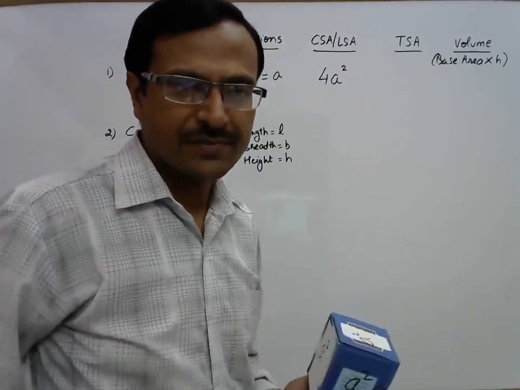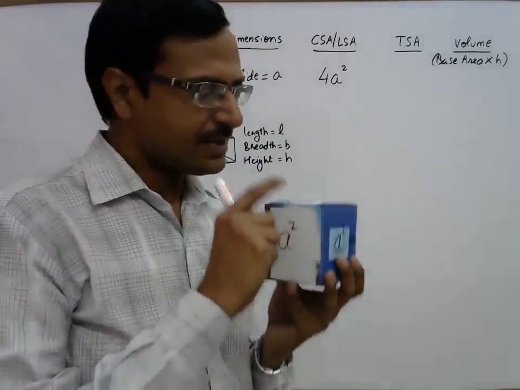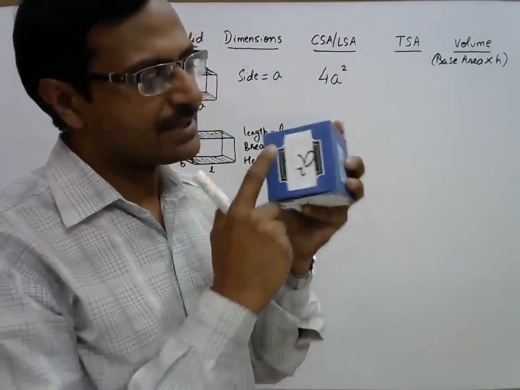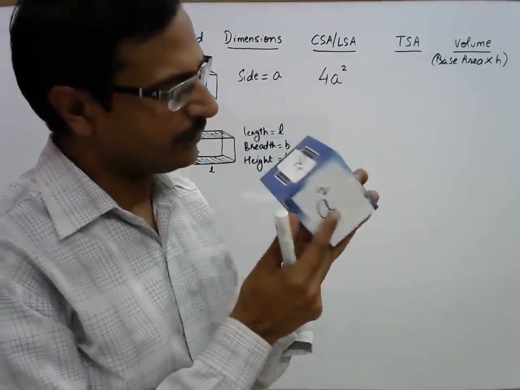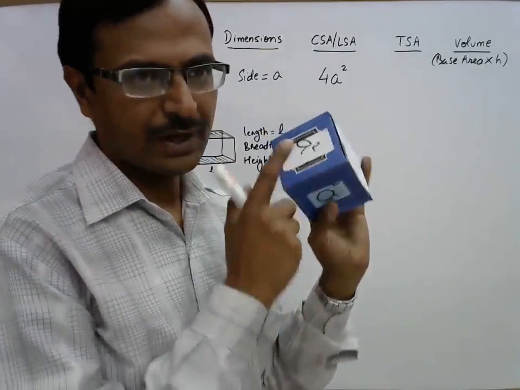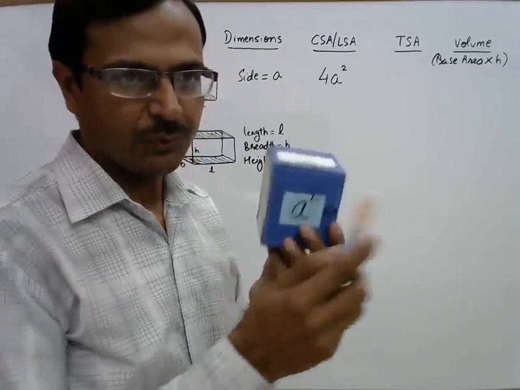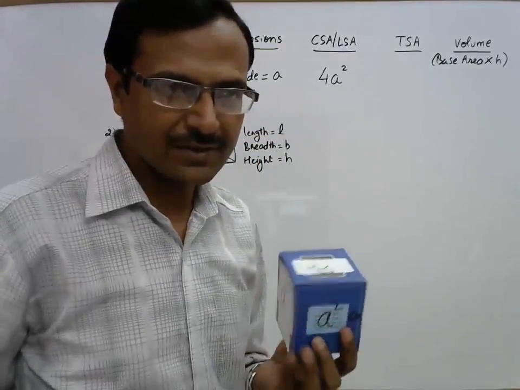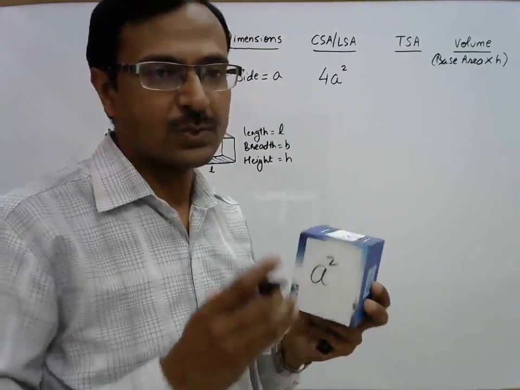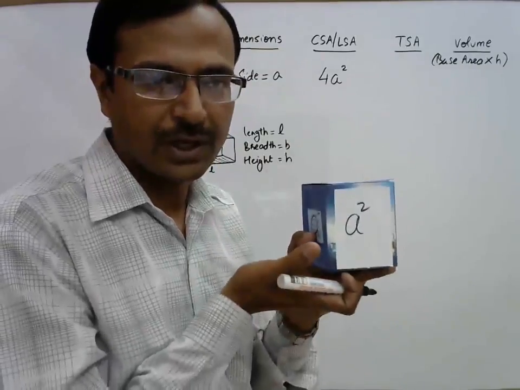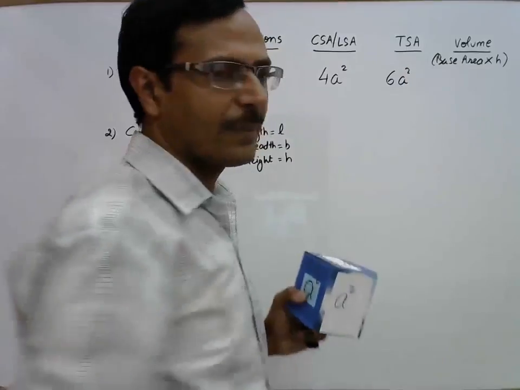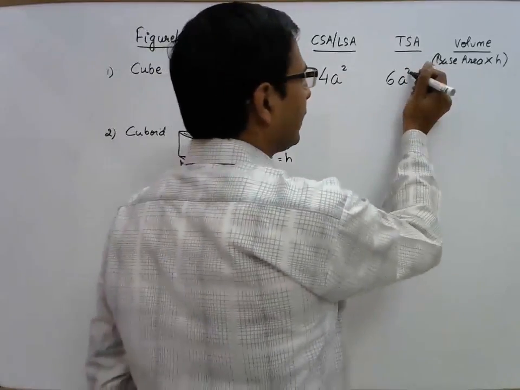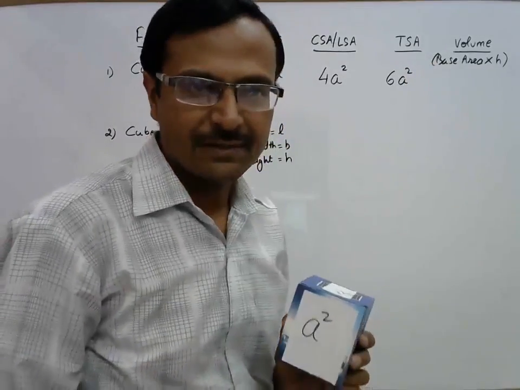Now what about the total surface area? See, on the top and on the bottom there is another square here, another square here. So again a square and a square. So we have 2 more a squares. So 4 a squares were already there in the curved surface area, and 2 more a squares got added, 1 on the top and 1 on the bottom. So total number of a squares is 6 a square now, which is the formula for the total surface area.